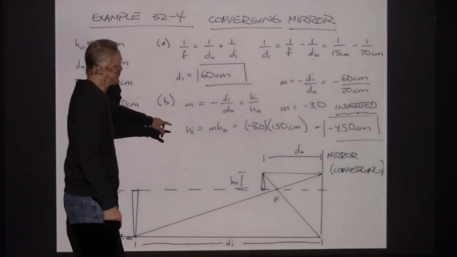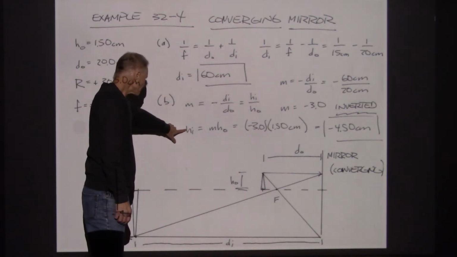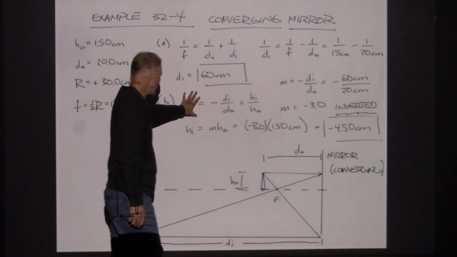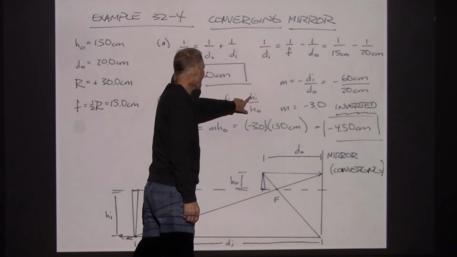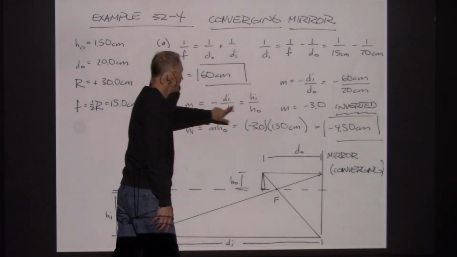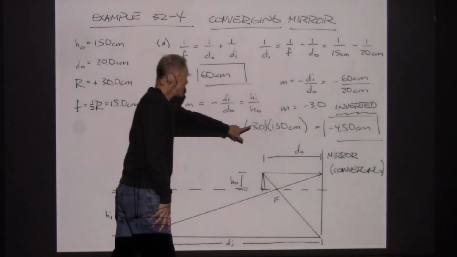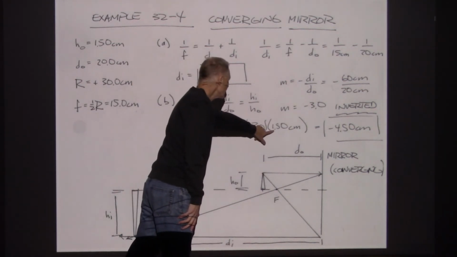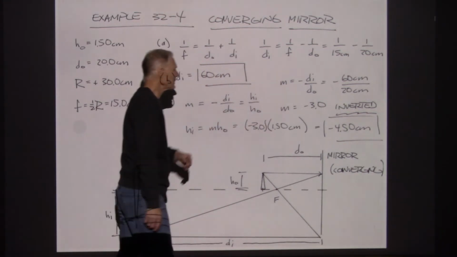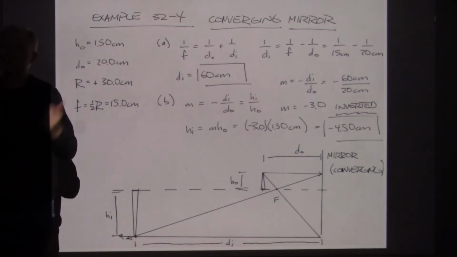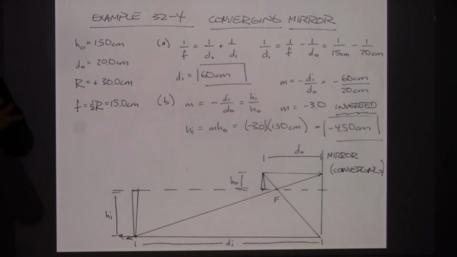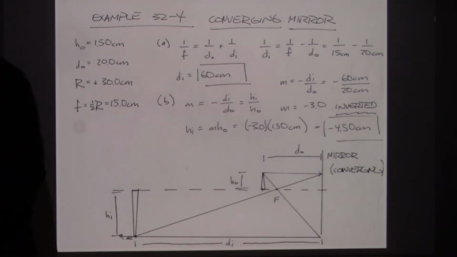The last thing we wanted to talk about here is HI. From the formula we have here, I can solve for HI. HI is given by m times h naught. The magnification was -3 times 1.5 centimeters gives me -4.5. Okay, so this is a good example. Everything's there. The DOs, the DIs, the HO, the HI, the focal lengths, and the formulas we're going to be working from.